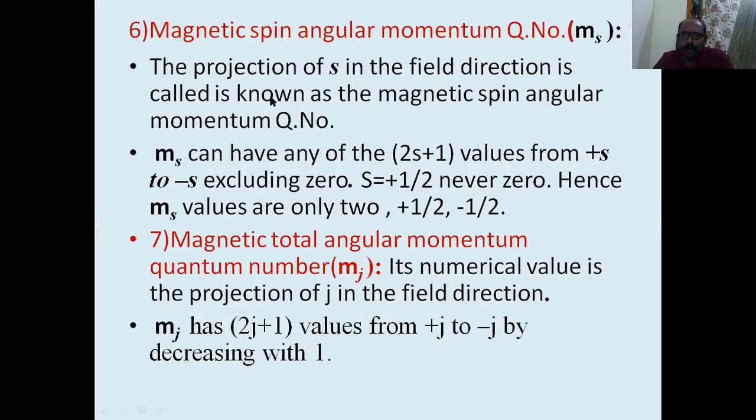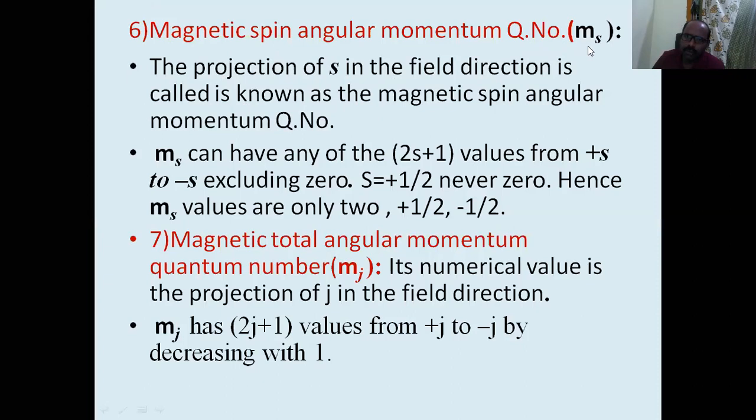Now the sixth quantum number is the magnetic spin angular momentum quantum number. Here we are seeing the magnetic spin angular momentum quantum number. It is represented with ms. The projection of s, that means the projection of the spin angular momentum vector in the field direction, is called the magnetic spin angular momentum quantum number. It gives the numerical value of ms. Actually, it is the definition to get the numerical value of ms.